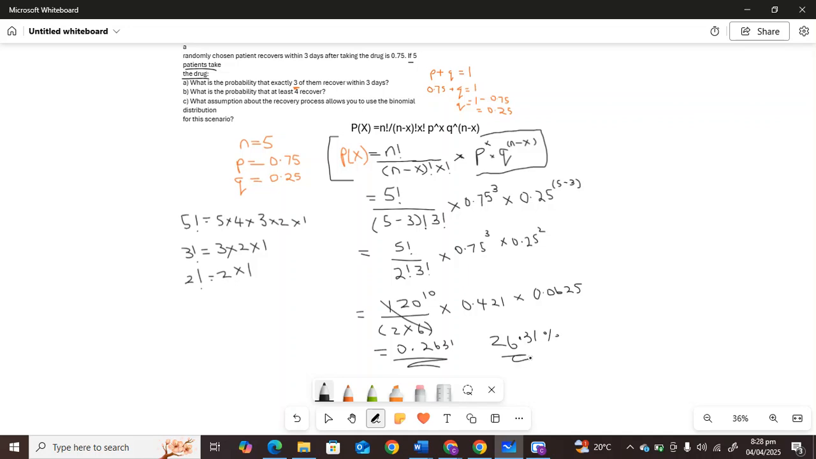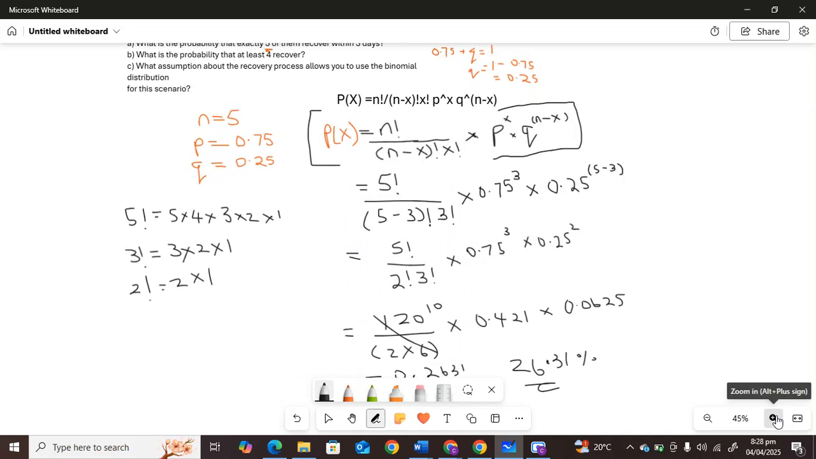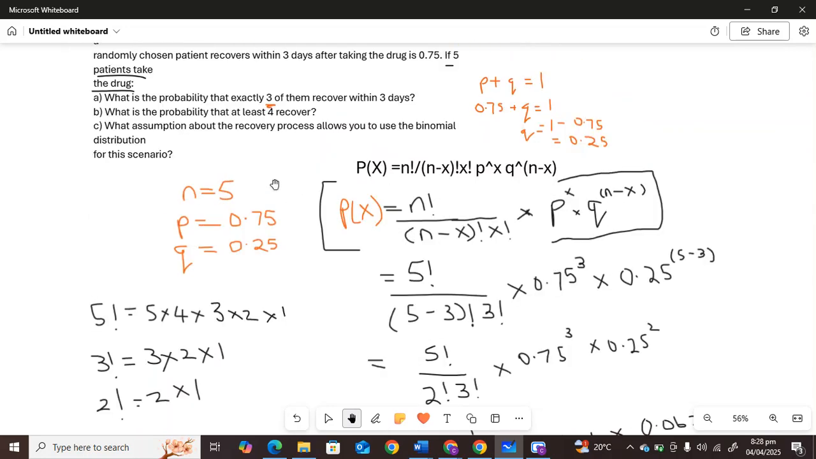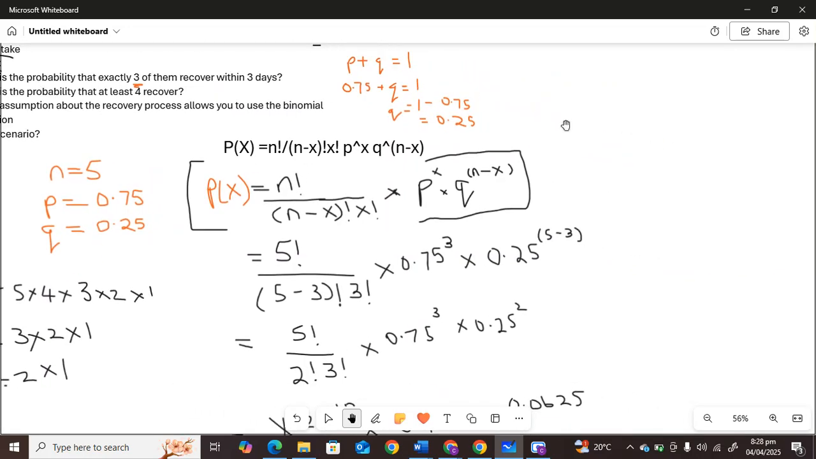Okay, we're going to now part B. What is the probability that at least 4 recover? So here, when you hear the word at least, it means the minimum has to be 4 people recover, right? When they say that at least 4 recover, it means the minimum number of people that must recover is 4, right?